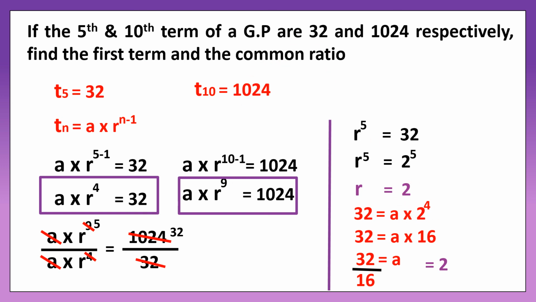That is how we find the first term and the common ratio when two terms of a geometric progression are given. So that's all about finding the nth term of a geometric progression. Now, finding the sum of n terms of a geometric progression is discussed in another video.